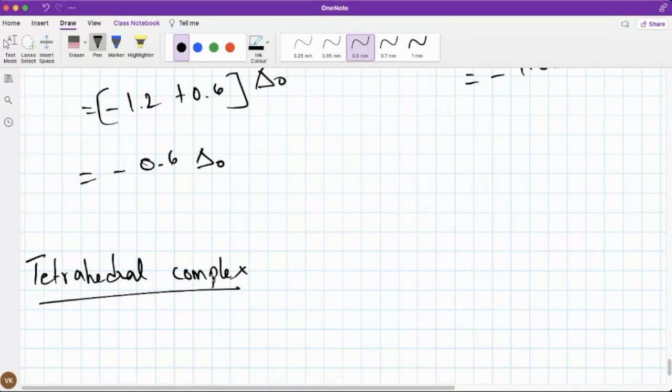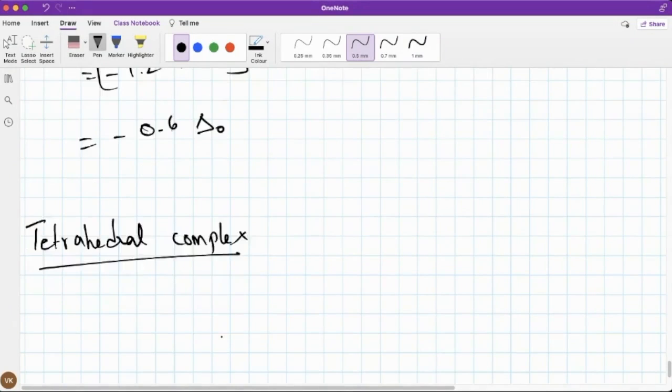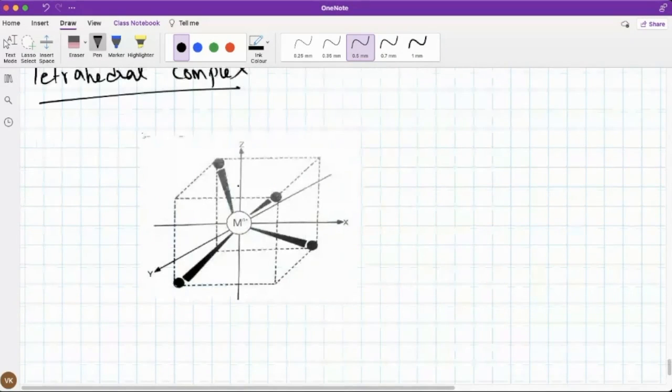So in the octahedral complex, you saw that the ligands are approaching along the axis, and hence the energy of the eg orbitals increases, and the splitting is happening at the same time, and t2g will be lower in energy. Whereas in the case of tetrahedral, let me put the diagram. So this is how it looks in a tetrahedral.